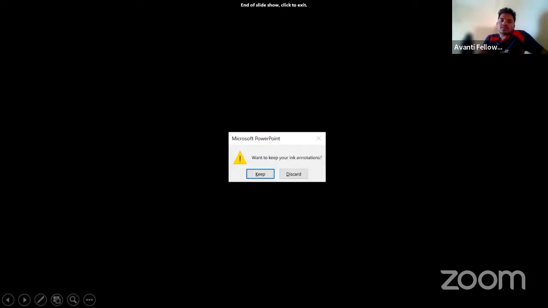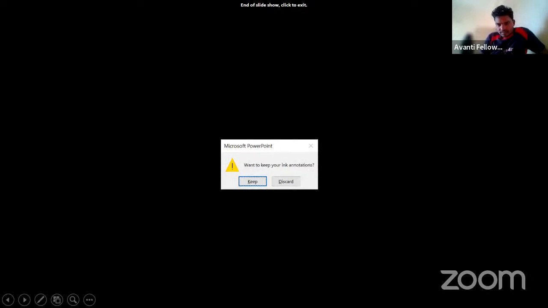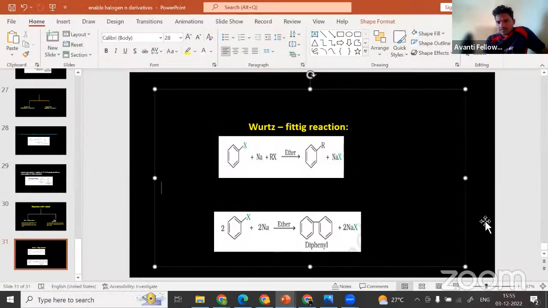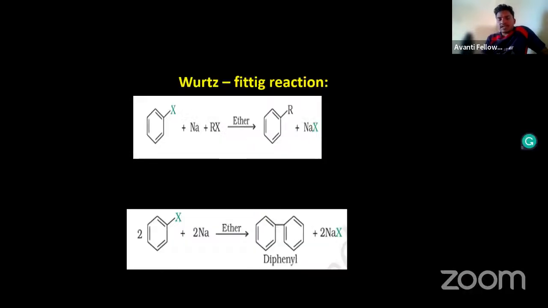So these are some examples. Just now I told you, this is the Wurtz-Fittig reaction, and this is the Fittig reaction.